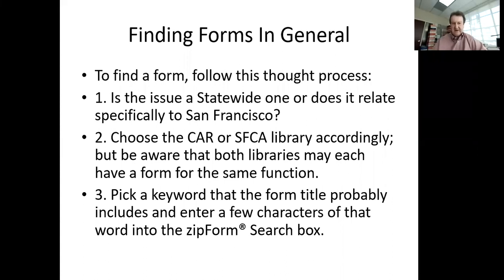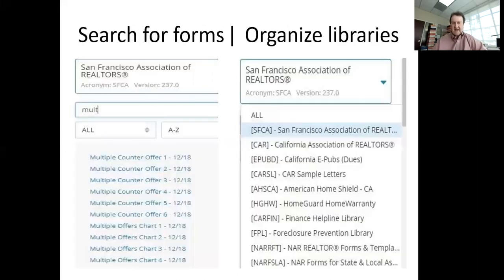So sometimes, bullet point number 2, there may be a form that occurs in both libraries. And so Dan and I will try and distinguish the difference between them and which one you might want to use. Bullet point 3: if you're looking for a form, pick a keyword or just a few letters of a keyword that you think the form title probably includes, and enter a few characters into the zipForm search box. The search box is on the left here.